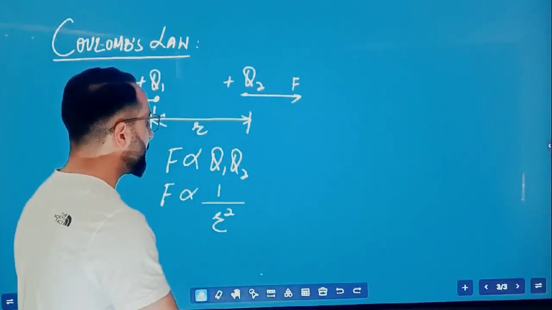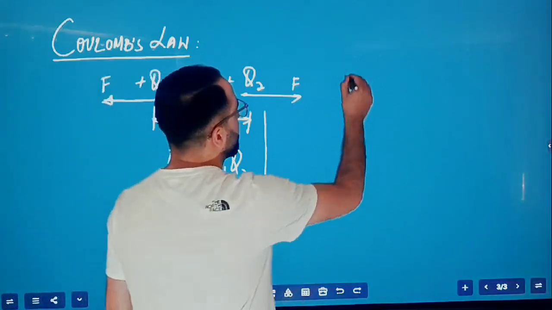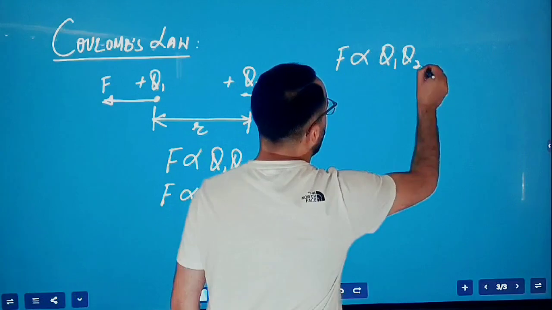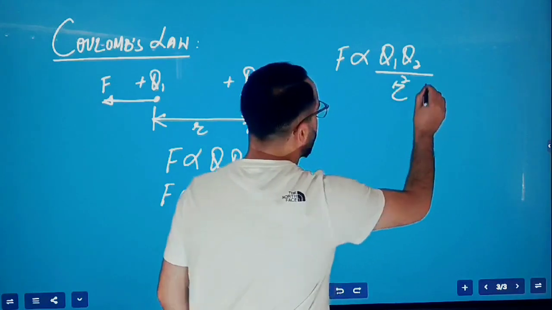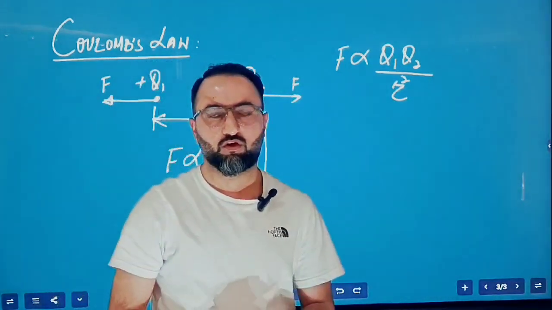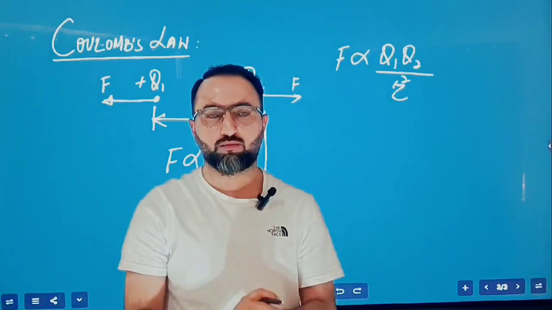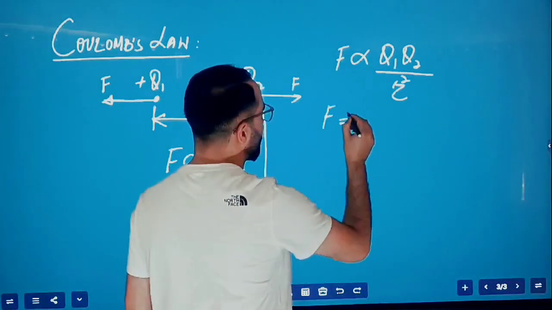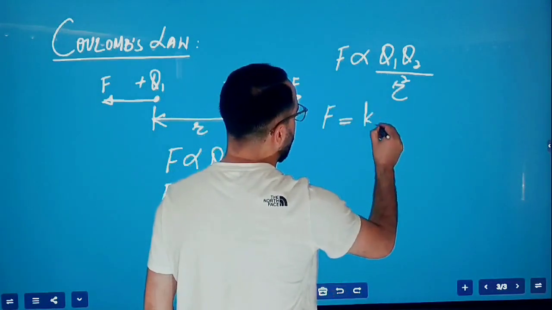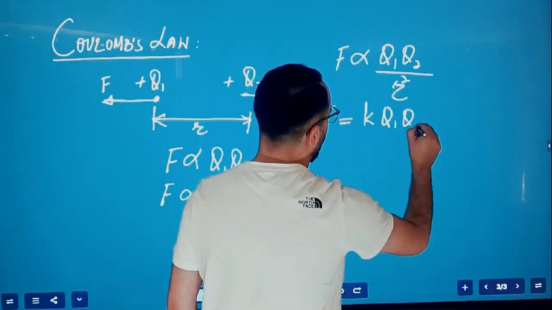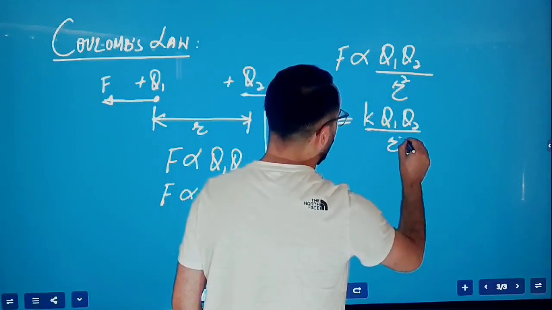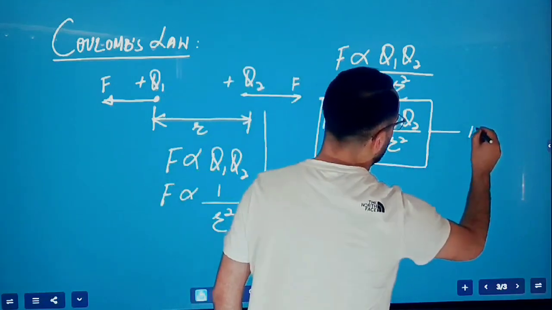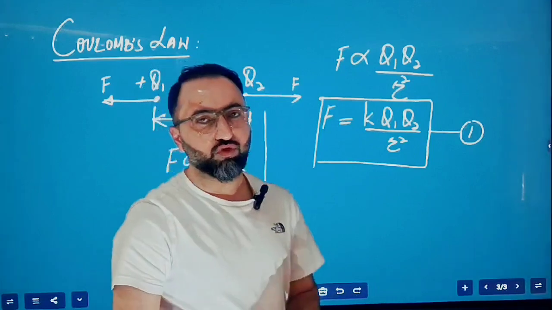Now we can combine both these relations, and we have a beautiful result: force is directly proportional to the product of the charges and inversely proportional to the square of the distance. Okay? Next, I'm going to replace this proportionality sign by an equality sign, and there will be a constant of proportionality, so F equals K multiplied by Q1 Q2 divided by R square. This equation is what we call Coulomb's law. Let me write down this equation first, and this is Coulomb's law for you.